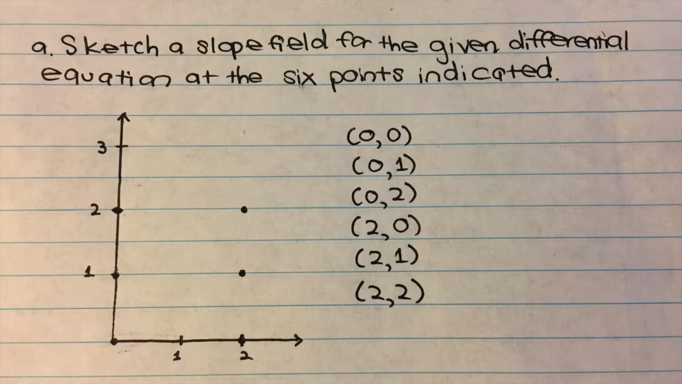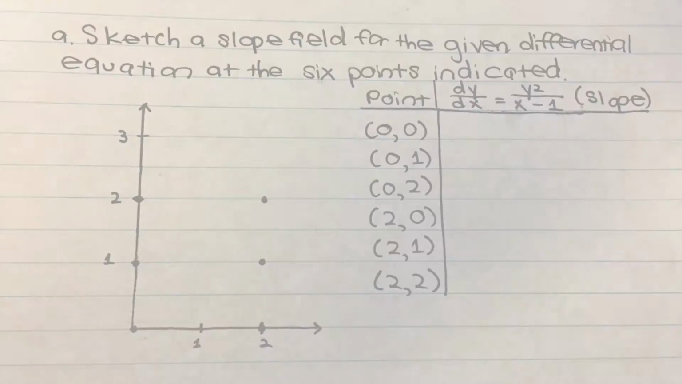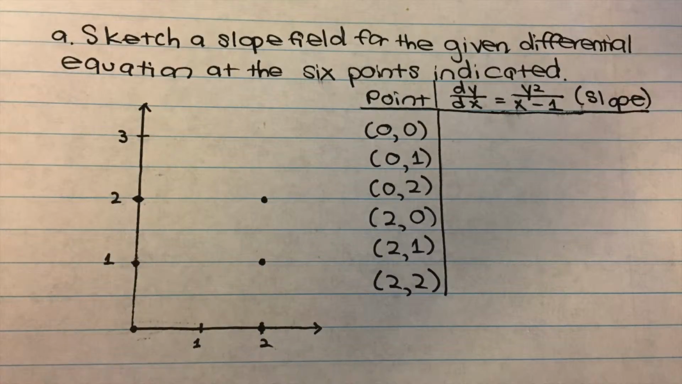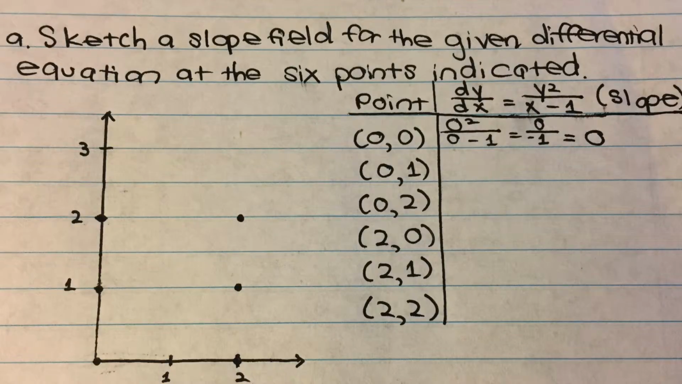Points at x equals 1 don't have an existing slope because when x equals 1, the denominator of the fraction becomes 0, creating an undefined slope. To find the slope at each point, you would take the x and y values and plug them into the given equation to find dy over dx, also known as the slope. For instance, at the origin, just plug in x and y as 0, bringing you to 0 squared divided by 0 minus 1, which would result in a slope of 0.